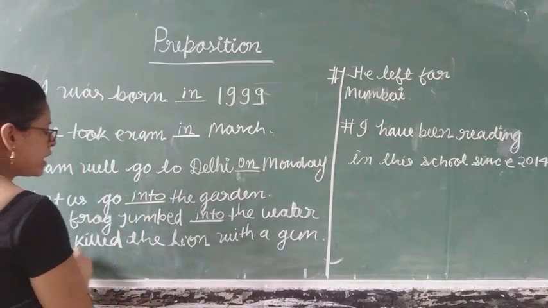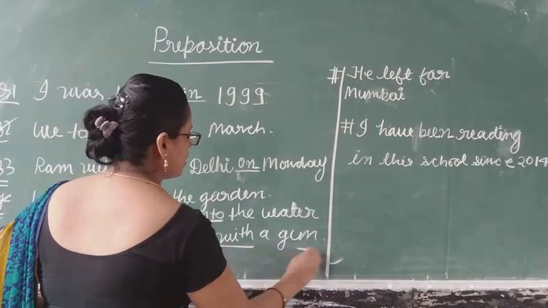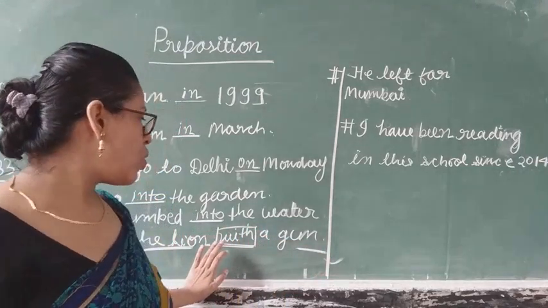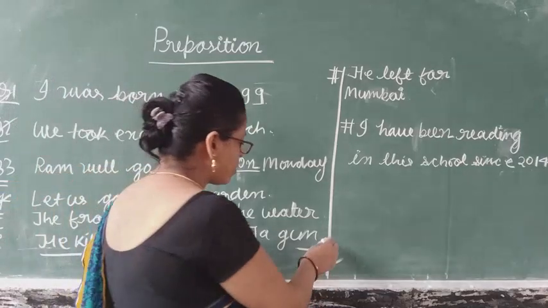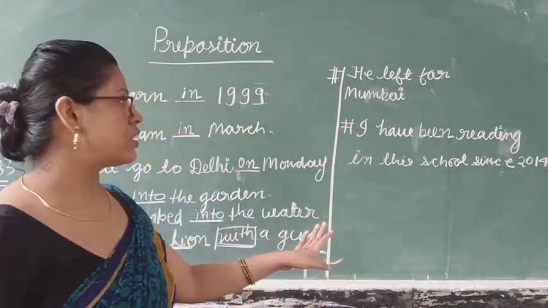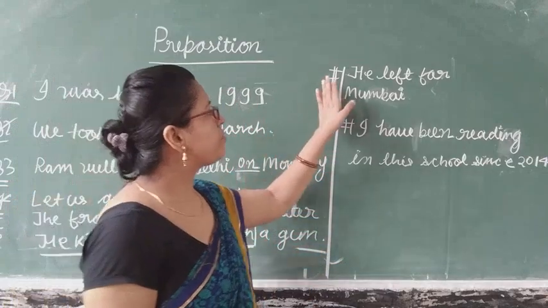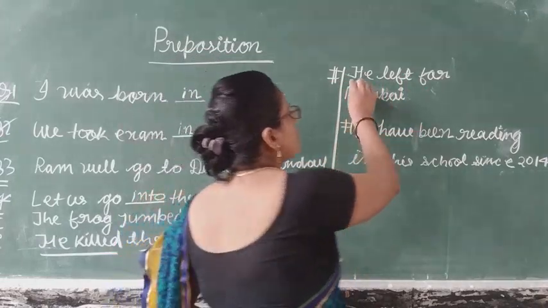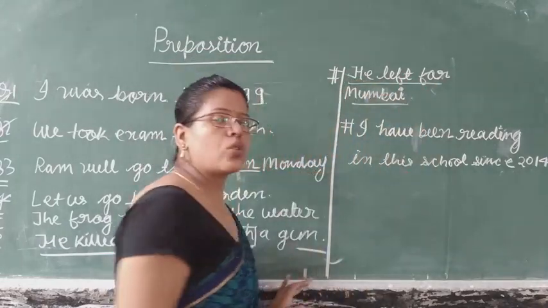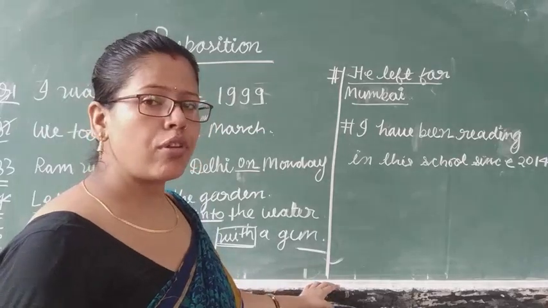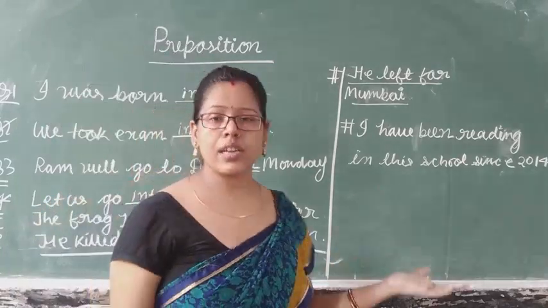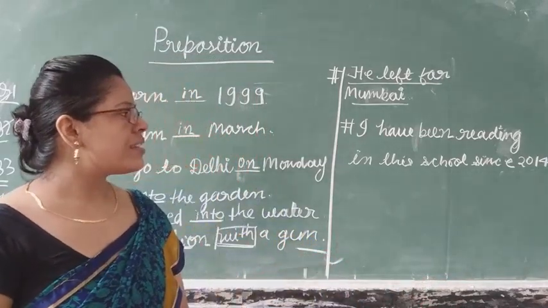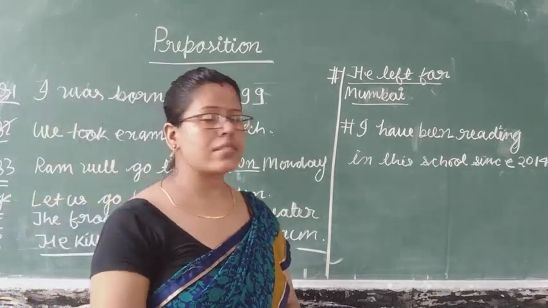Now, he killed the lion with a gun. Here I have used the preposition with. In order to indicate tools, we use with. Now look at the next example: he left for Mumbai. For a destination, you also use the preposition for. गंतव्य स्थान के लिए भी हम लोग for का यूज करते हैं.